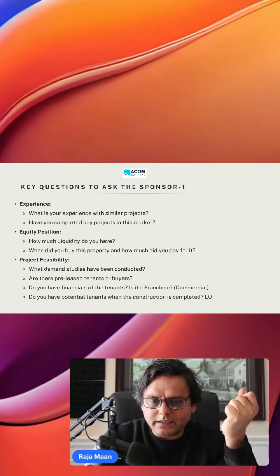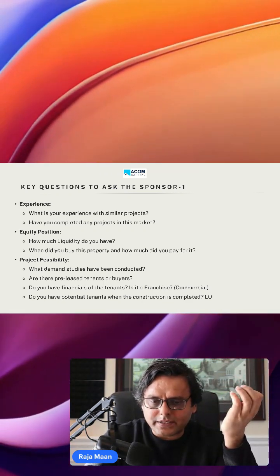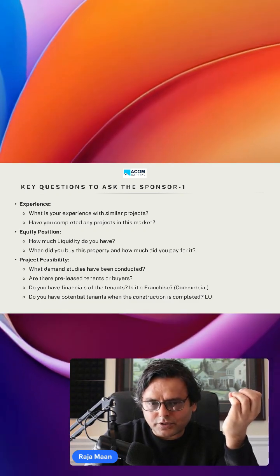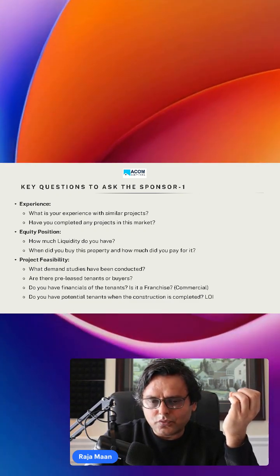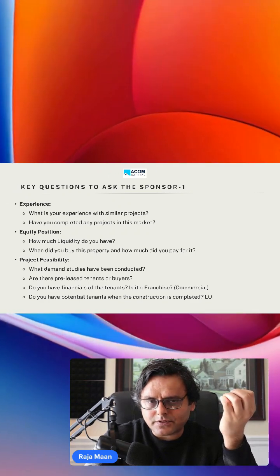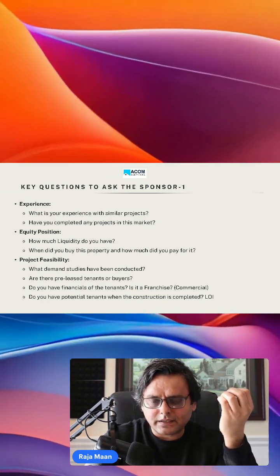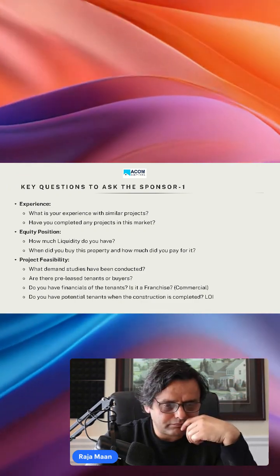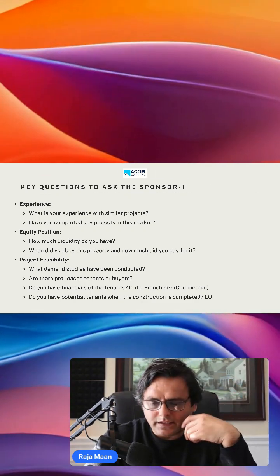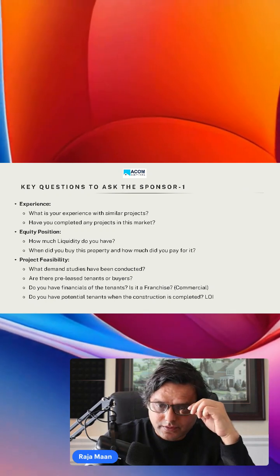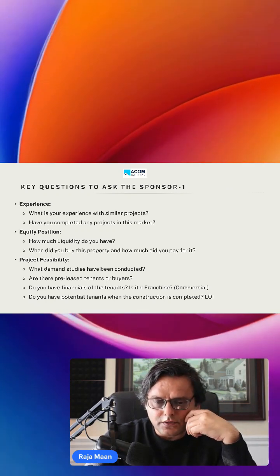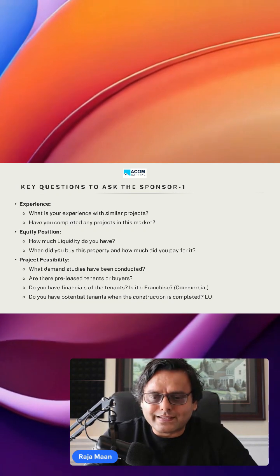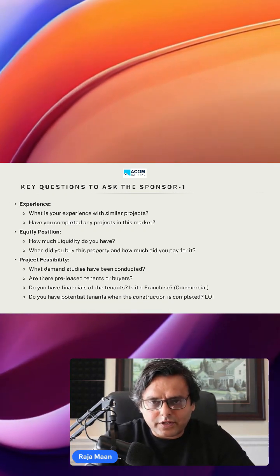Are there any pre-leased tenants or buyers? Specifically for commercial properties, if you have any tenants in place, because commercial tenants can sign the lease agreements even before it's built to rent. They can sign the agreement like 2-3 years prior to the construction or the completion of the construction. So we want to see that. That's going to make your application much stronger.